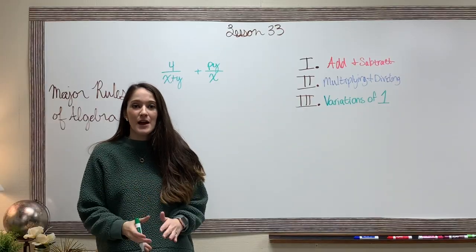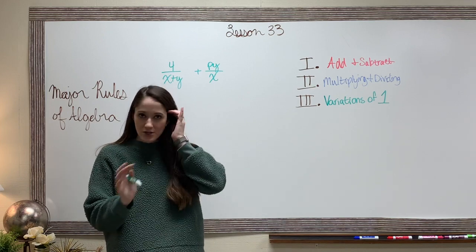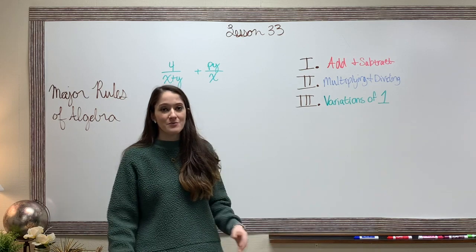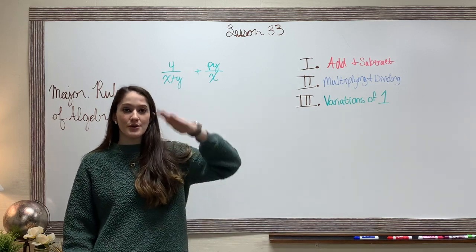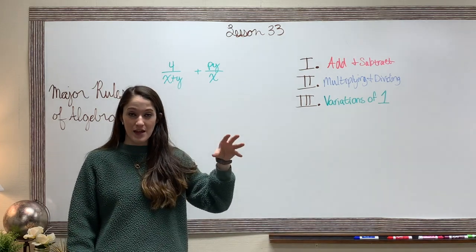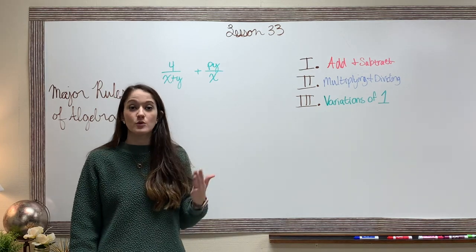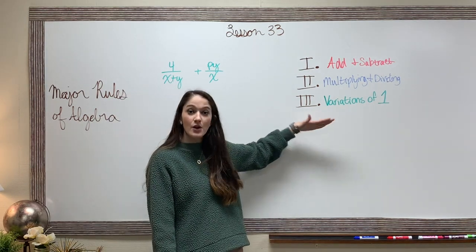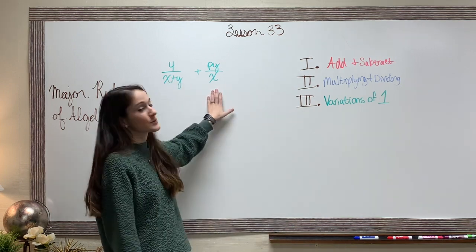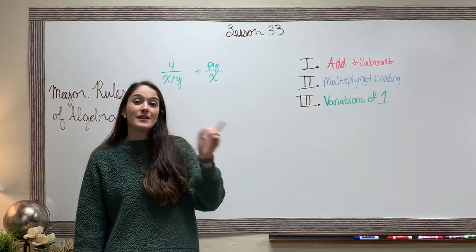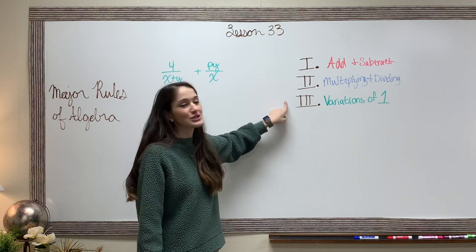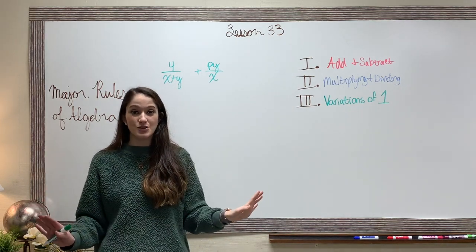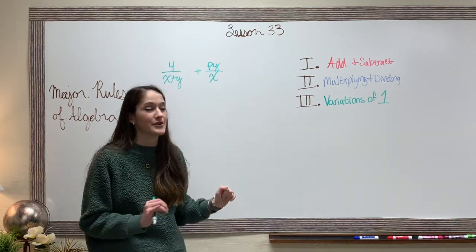Our third and final rule that we're going to talk about with the major rules of algebra is dealing with variations of 1. And what that means is if I have a numerator over a denominator and they are the same thing, something divided by itself equals 1. We know that. And as long as it is a variation of 1, something over itself, I can multiply it to an algebraic expression. Unlike rules 1 and 2, I do not have to have an equal sign to use rule number 3. That applies for any algebraic expression, whether I have an equal sign or not.